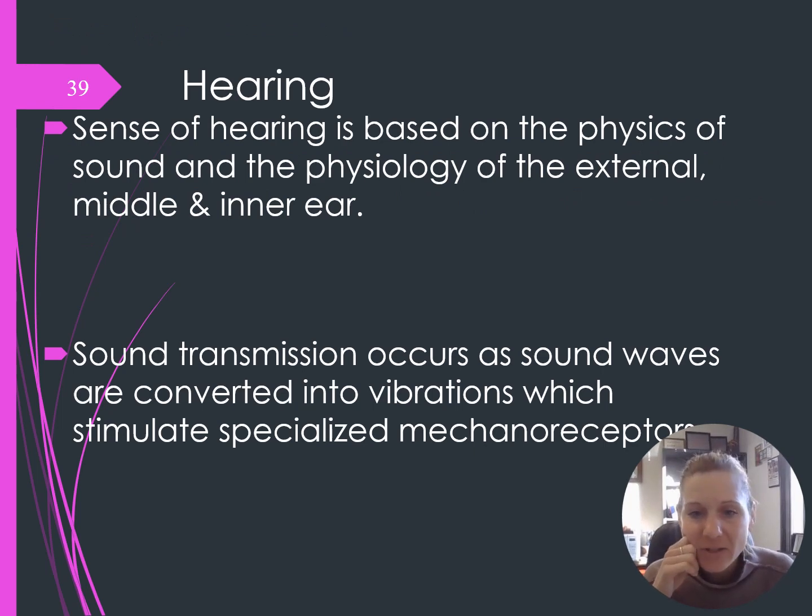Okay, so that gives us a little bit of information about the visual paths and how that works. And now we're going to move forward and take a look at hearing. The sense of hearing is based on the physics of sound and the physiology of the external, middle, and inner ears. So we have 3 different sections there. And how does this work? We're going to have sound transmission through sound waves that will be converted to vibrations, and then they're going to stimulate specific mechanoreceptors, which we'll talk about here shortly.